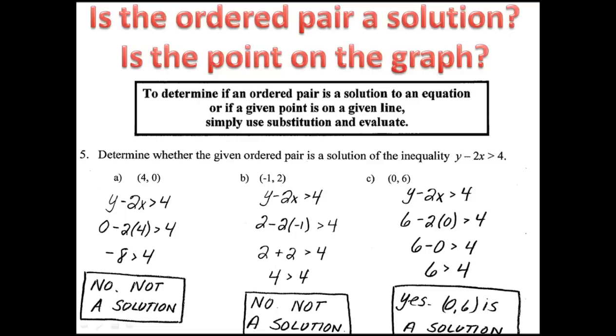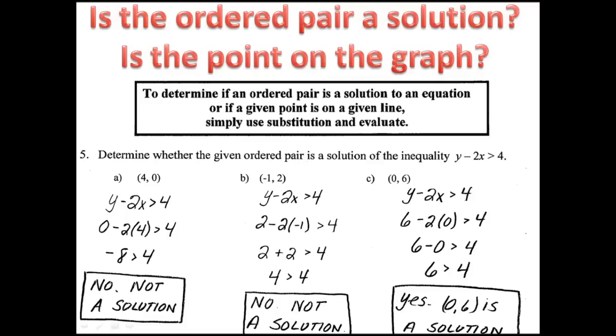Part C, I plug in 0 for x and 6 for y. I work through that, evaluate it, and I see that 6 is greater than 4. Because 6 is greater than 4 is true, then the point (0, 6) must be a solution. It must be on the graph of that inequality.